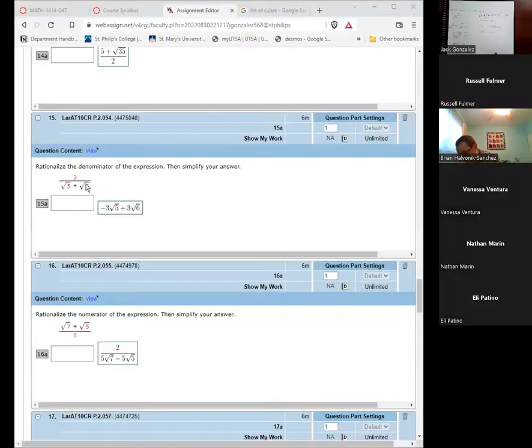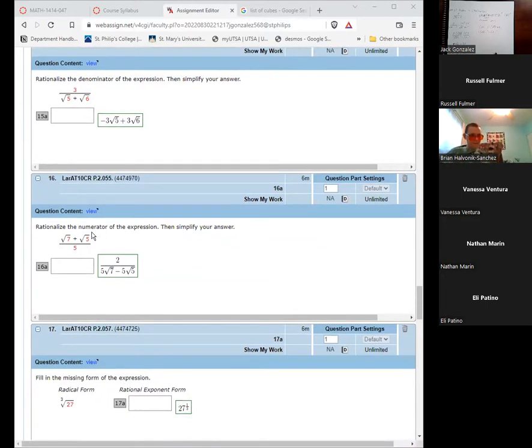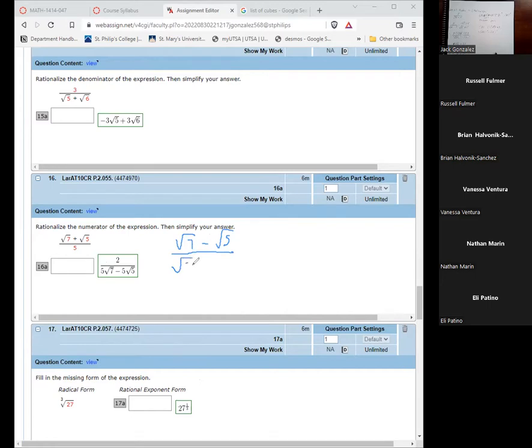So right here, you would do the same thing. You would multiply by root 5 minus root 6 on the top and the bottom. What would you multiply here on 16? By the numerator with a negative. Yeah, it'd be the same thing, right? This is screwed to both the top and the bottom. It doesn't matter where it's at, just multiply by that conjugate. That's it. Okay.